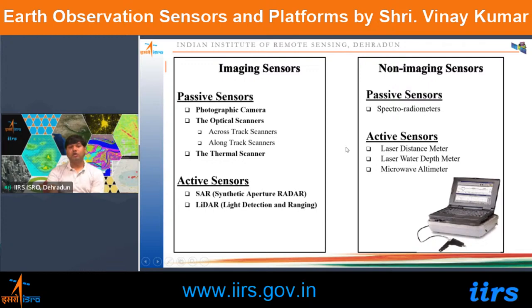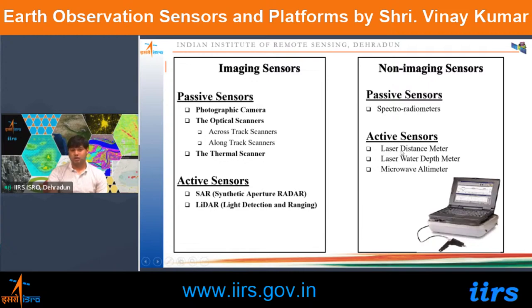Now, depending on that, your sensors are categorized into two types, imaging and non-imaging sensors. Non-imaging sensors are passive and active. In that case, the spectroradiometer is one of the instruments which is normally used for measuring the spectral reflectance curve of any particular target. Means wavelength versus the reflectance value is measured by your spectroradiometer.